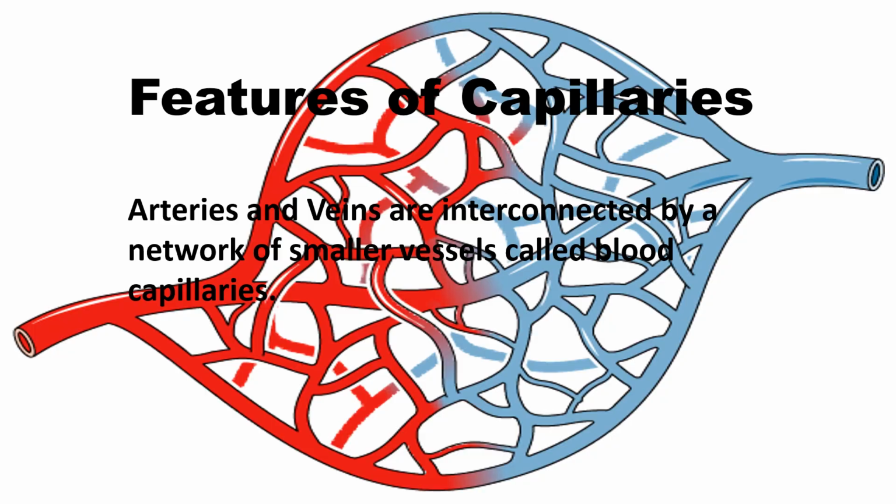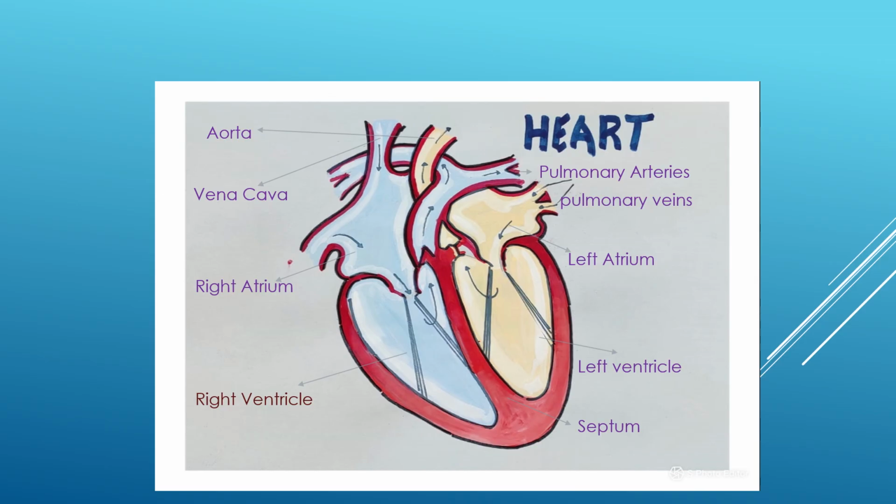The third blood vessel, that is capillaries. Capillaries are minute tubes. Arteries and veins are interconnected by a network of smaller vessels, and these smaller vessels are known as blood capillaries. And here most of the exchange of substances takes place in the blood capillaries. Now the main important component of the circulatory system, that is heart.